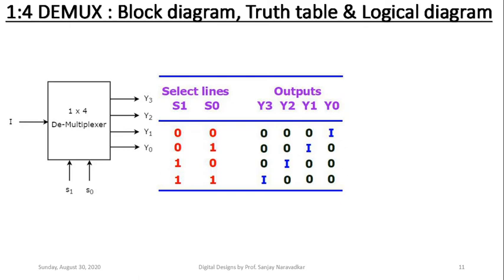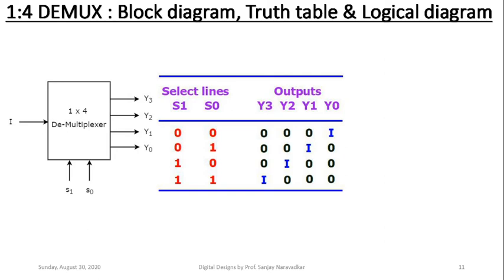Of course, from this truth table one can write a very long equation, which is not expected. I will try to write that equation for Y0, then the equation for Y1, the equation for Y2, and the equation for Y3. Those are not required here in order to develop that logical diagram, that design.